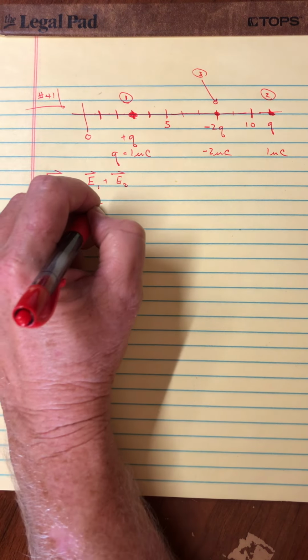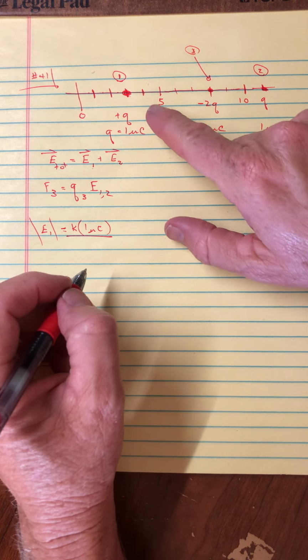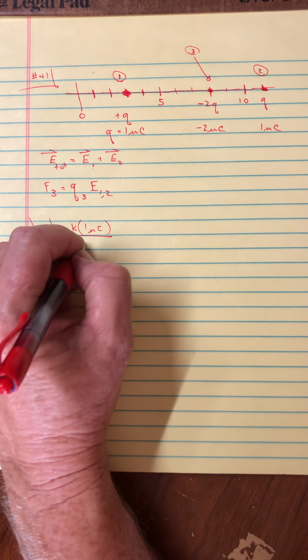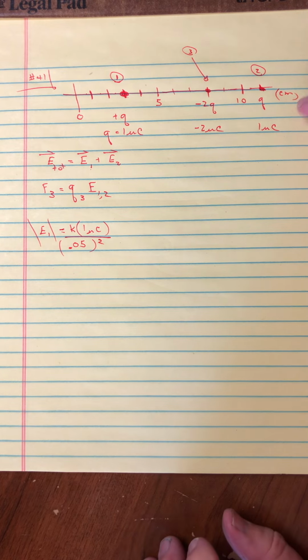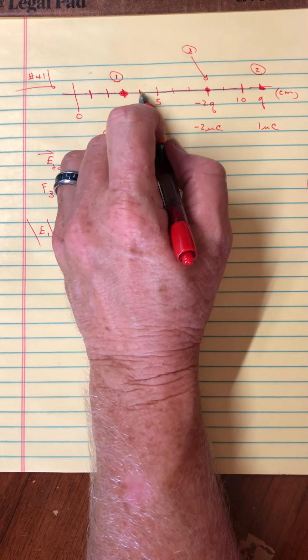So again, this gives me a chance to solve a problem, not by looking at forces, but by looking at fields. Let me say, okay, what is the magnitude of field number 1? Field number 1 would be Coulomb's constant times 1 microcoulomb divided by the distance away squared, 1, 2, 3, 4, 5. I believe 5 centimeters is in order, because on the number line, they say everything is measured in centimeters.